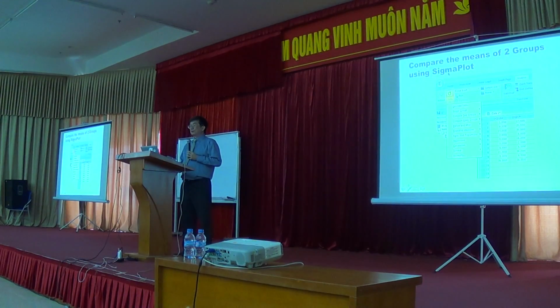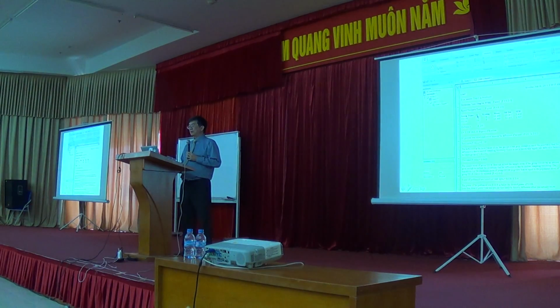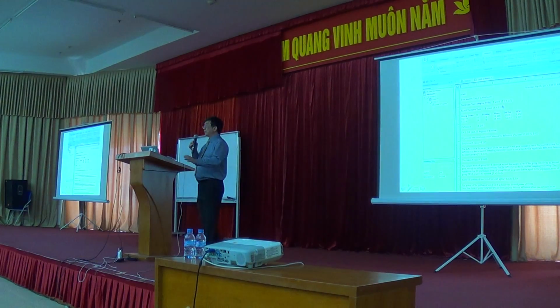So here, to do the t-test in SigmaPlot is very easy. Okay. Here you pick compare two groups, and then click, click, click, and then out comes your data. And it tells you that normality is passed. Okay. Many programs will automatically perform the normality test for you.